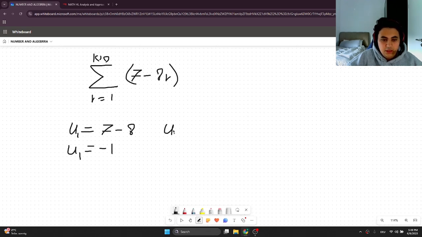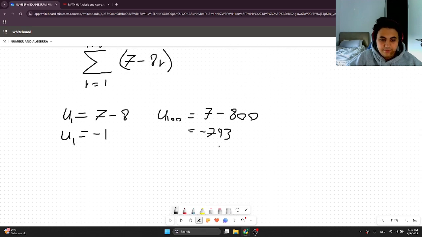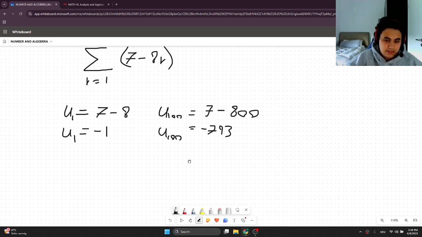Then you have u100. So it's going to be 7 minus 800, right? Because it's 8 times 100, which is 800. So 7 minus 800 is negative 793. Yeah, so u100 is equal to negative 793.